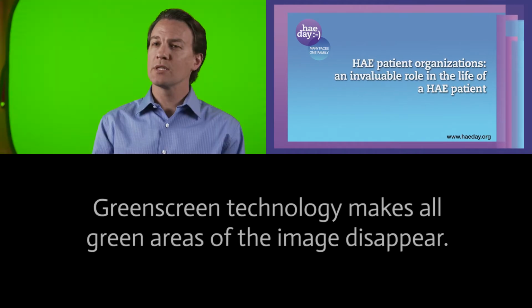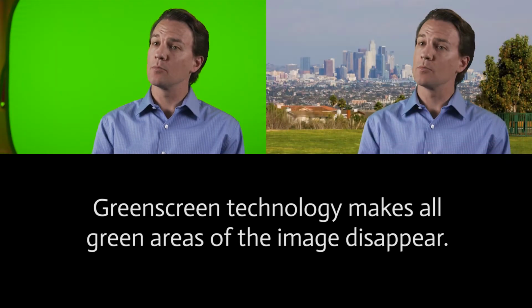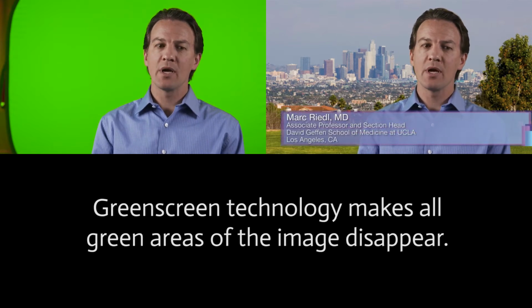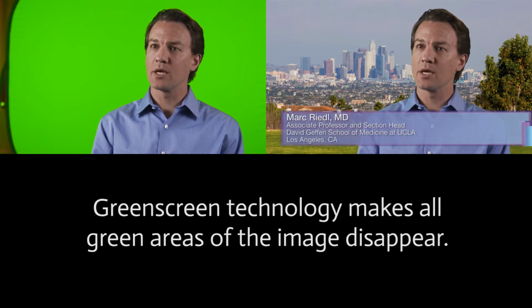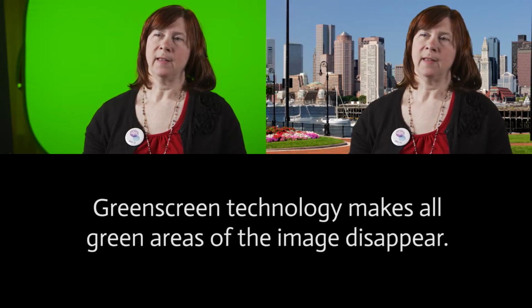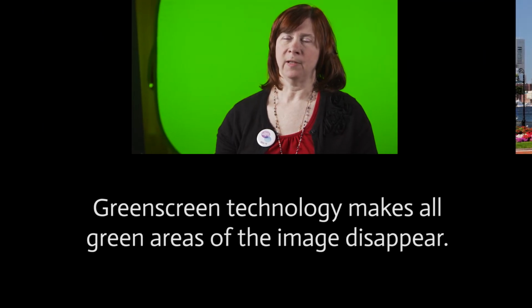So the first thing is, using green screen technology, we can take the green out and make it just go away. So instead of green, you have transparent. Of course, if you have transparent and you don't have anything behind it, you have black. So you end up with this.